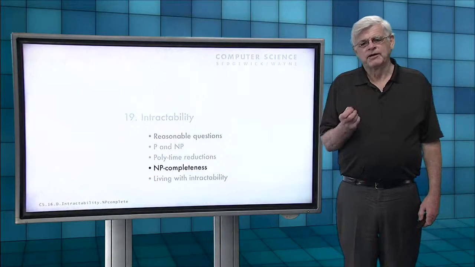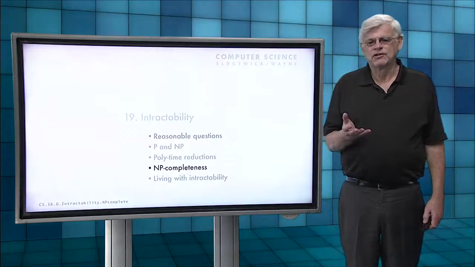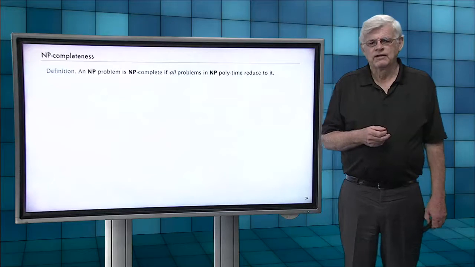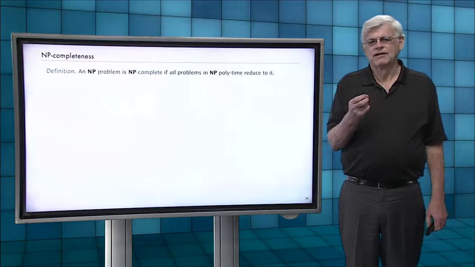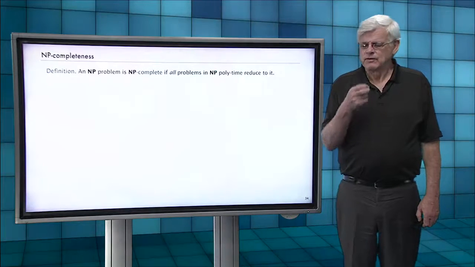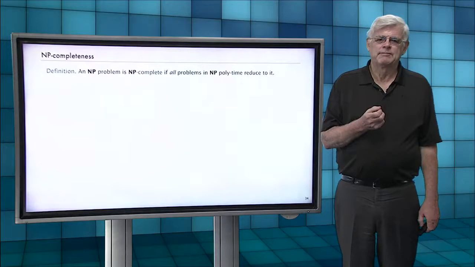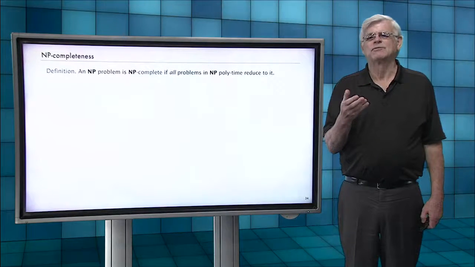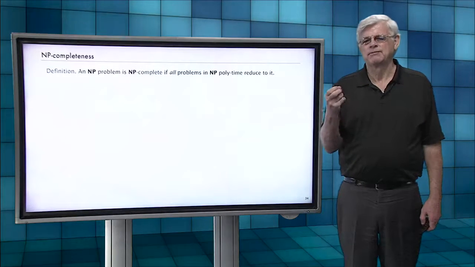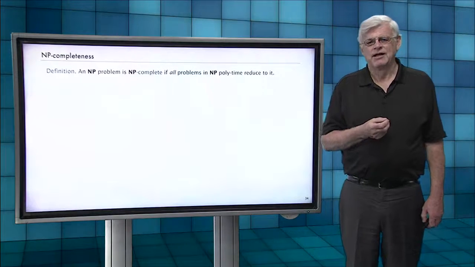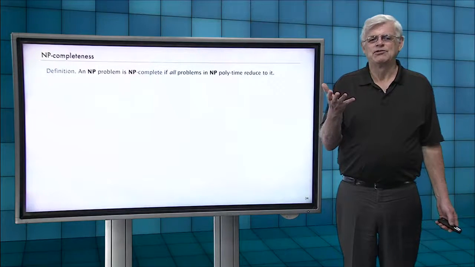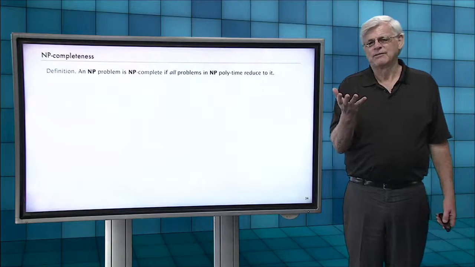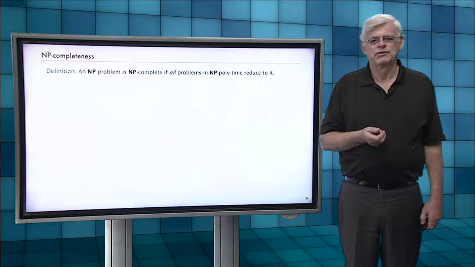Next, we're going to talk about another very important aspect of this theory called NP completeness. This starts with a very simple definition. Any search problem, a problem in NP, is said to be NP complete if all problems in NP polynomial time reduce to that problem. This seems like a very, very strong condition, but actually it's pretty natural, as we're going to see in just a second.